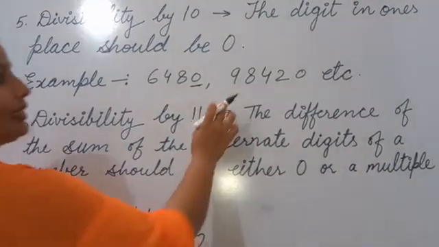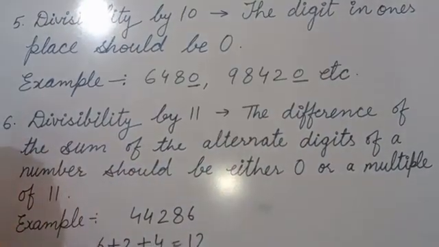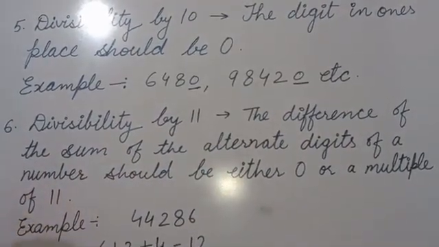Next is 98,420. We check only the ones column. In the ones column there is 0. That means this is also divisible by 10.